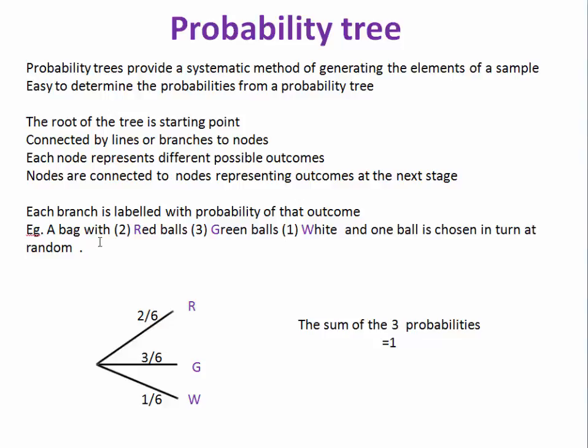Like in this example, we've got a bag, and in the bag there's 2 red balls, there's 3 green balls, and there's a white ball. So the nodes are red ball, green ball, white ball. The total number in the bag, or the number of outcomes, is 6. So that's divided by 6, divided by 6, divided by 6. And there are 2 red balls, 3 green balls, 1 white ball. When we add these 3 fractions, the sum of the 3 probabilities is 1. So that's like a double check to make sure we've done it right.